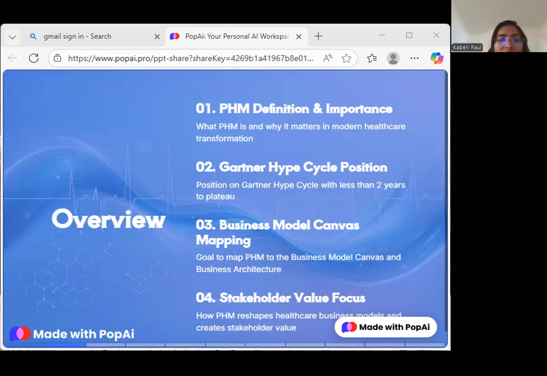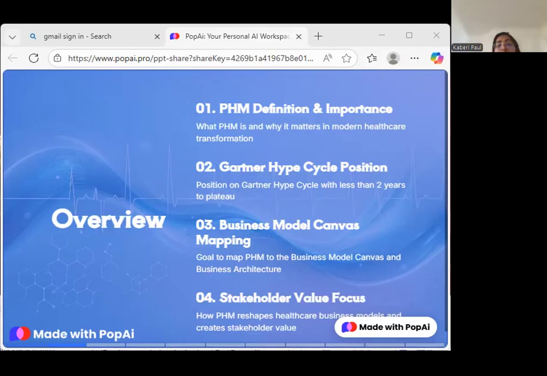Before we get into the business model canvas, I want to briefly explain what this presentation will cover. First, I'll give a short explanation of what population health management actually means and why it is becoming so important in the US healthcare system. Then I will connect how a business creates, delivers, and captures value.